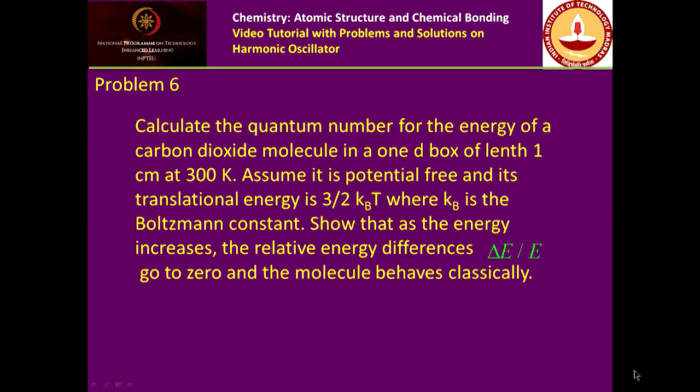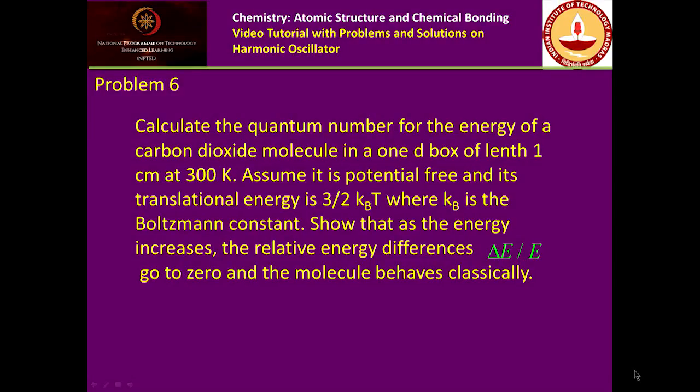Problem 6 is the calculation of the quantum number for the energy of a carbon dioxide molecule in a 1D box of length L, 1 centimeter at 300 Kelvin. Assume it is potential free, that is, the carbon dioxide moves in a box which is potential free, and carbon dioxide's translational energy is 3 by 2 kBT, where kB is the Boltzmann constant.